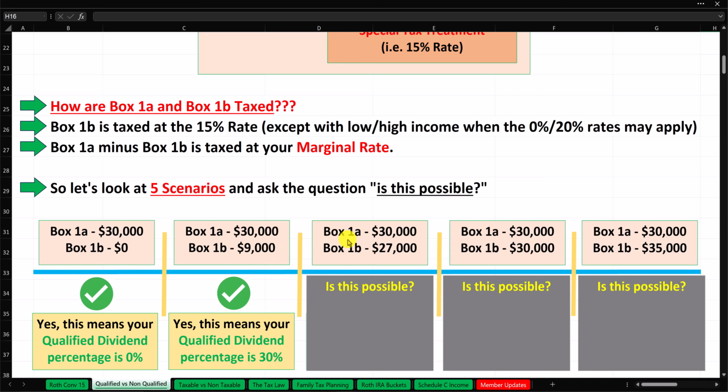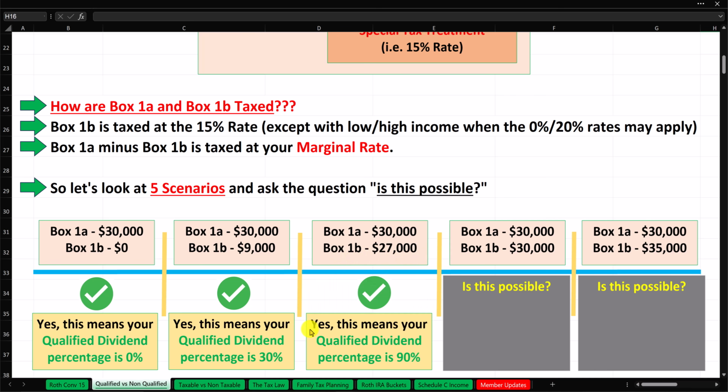Scenario number 3, box 1A has $30,000 in it, box 1B has $27,000 in it. Is this possible? And the answer is yes. This means that your qualified dividend percentage is 90%. In other words, 90% of this total of 30,000 is qualified dividends being taxed at the preferential rates.